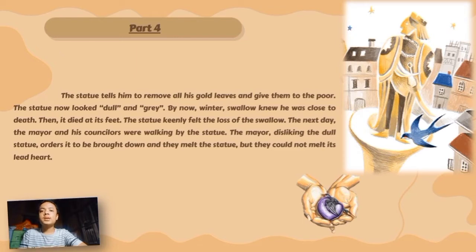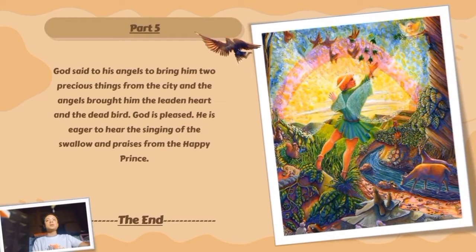The next day, the mayor and his councillors were walking by the statue. The mayor disliked the dull statue and ordered it to be brought down, and they melted the statue, but they couldn't melt his lead heart. God sent his angel to bring him the two most precious things from the city, and the angel brought him the little heart and the dead bird. God is pleased. He is happy to hear the singing of the swallow and the praise from the Happy Prince.